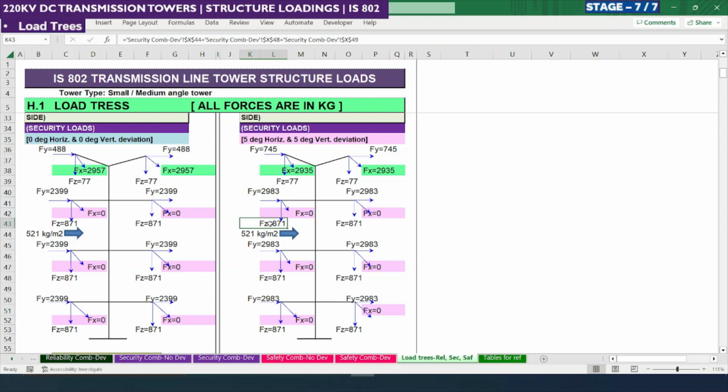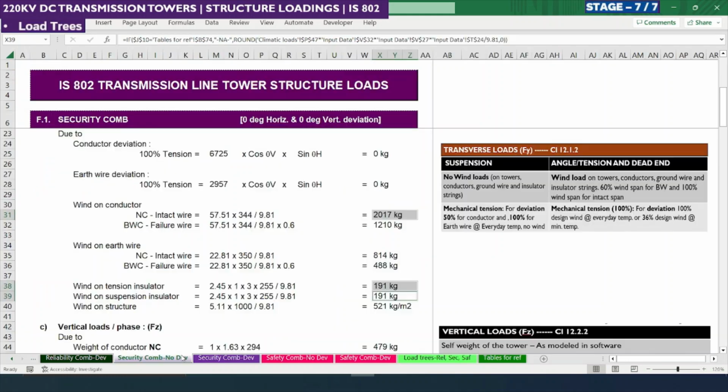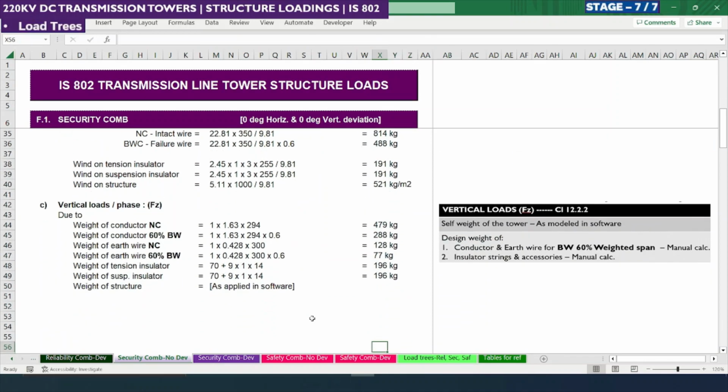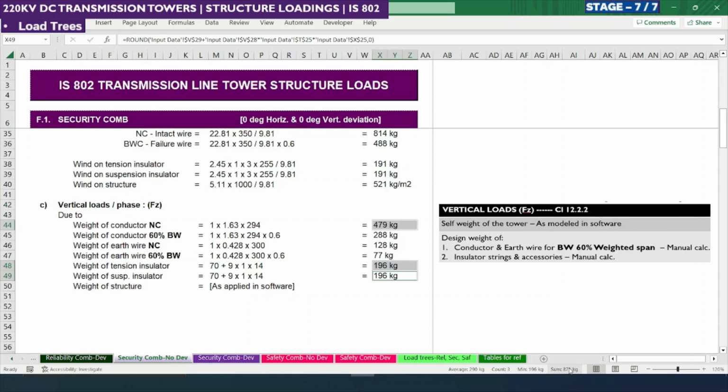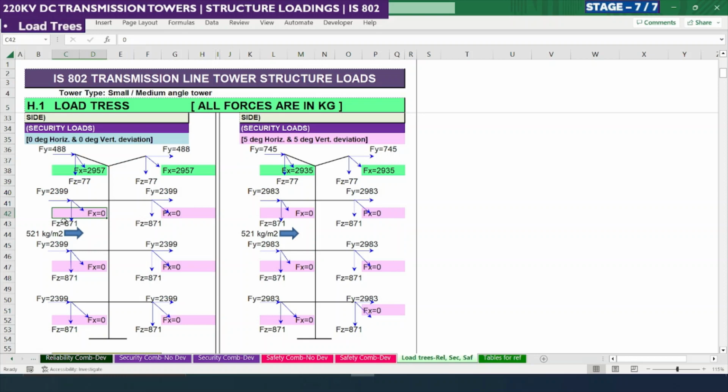And vertical load remains same for both the cases, 871 kg, even with deviation or without deviation, we need to consider the same thing. But it depends upon the broken wire condition and the normal condition. If only the earth wire is broken, then for that intact wire we need to consider only the normal condition weight, vertical loads for conductor and insulator. So weight of insulator and weight of conductor for normal condition. If only the earth wire is broken, the summation is 871. The same 871 we are having here.